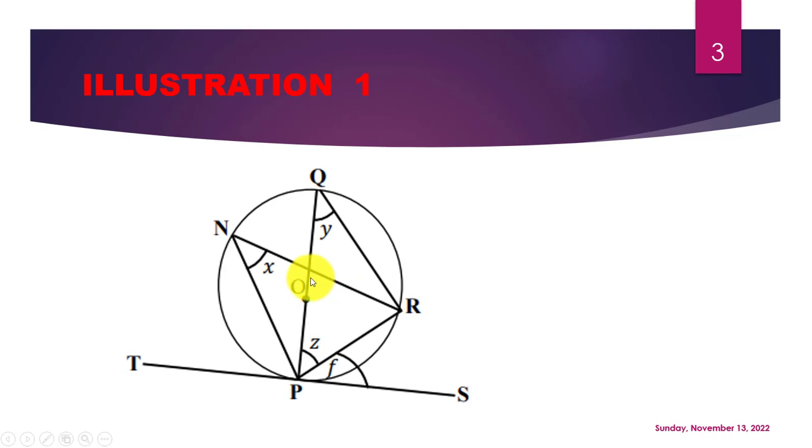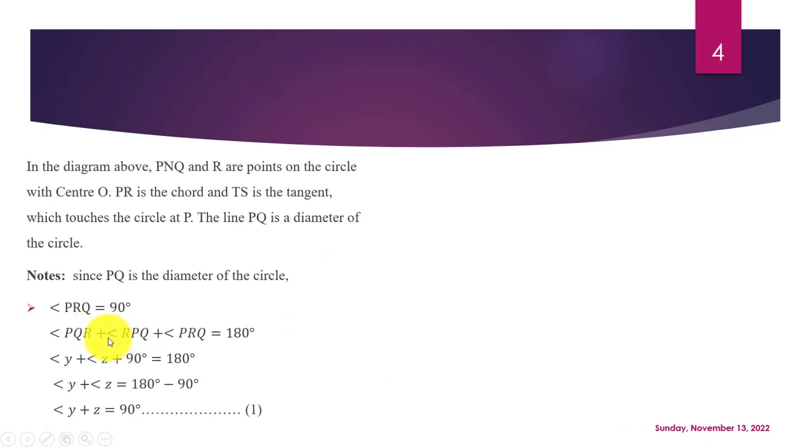So by that theorem, it implies that angle PRQ is 90 degrees. We can now sum the interior angles of this particular triangle PRQ. That is what we are saying in this equation: since angle PRQ is 90 degrees, therefore angle PQR plus angle RPQ plus angle PRQ is equal to 180 degrees.